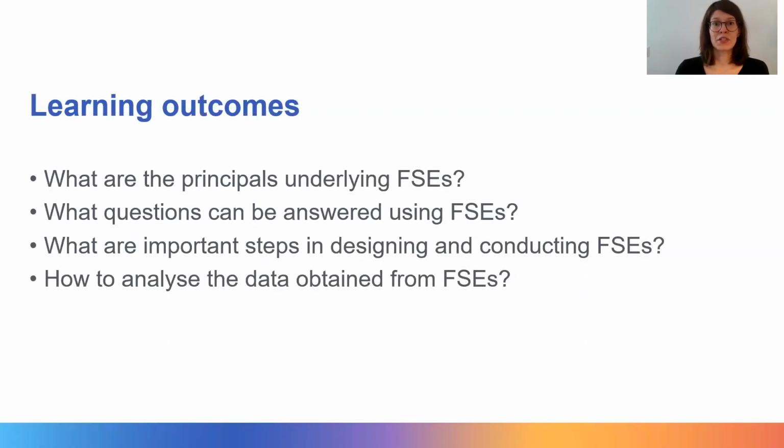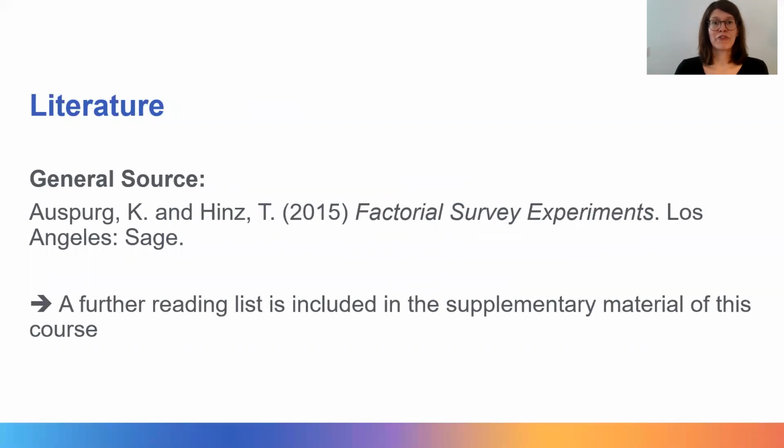At the end of this course, you will know what factorial surveys are and which type of research questions may be answered using this method. You will have an understanding of the decisions a researcher needs to make at different steps of the research process and get an idea of how to analyze the data obtained from factorial surveys. As I said, my objective is to provide you with a starting point for building your own research design based on factorial surveys.